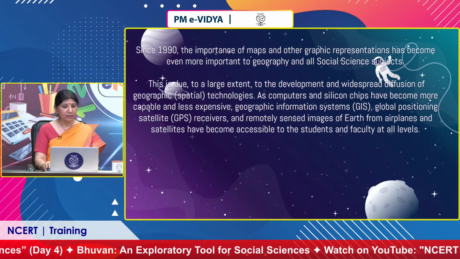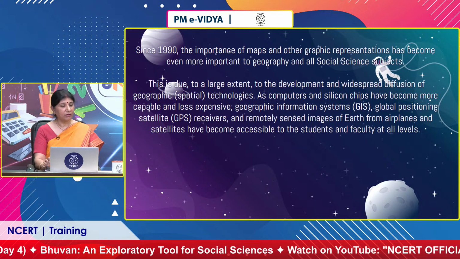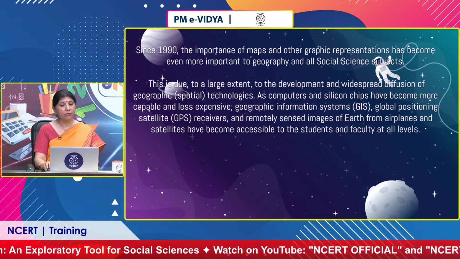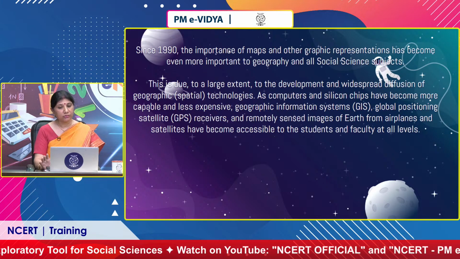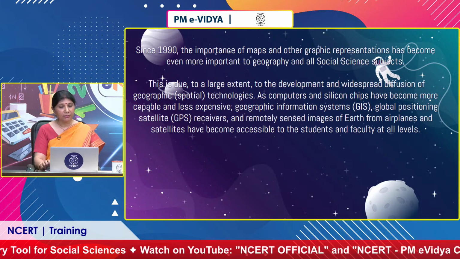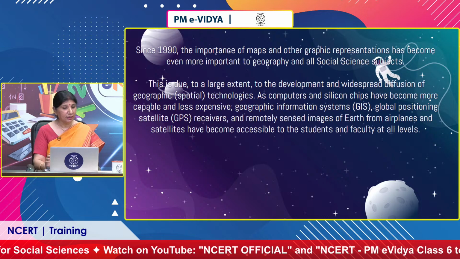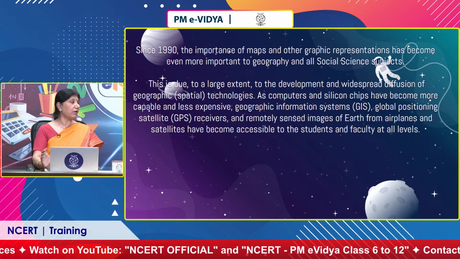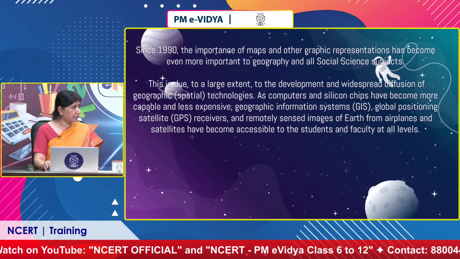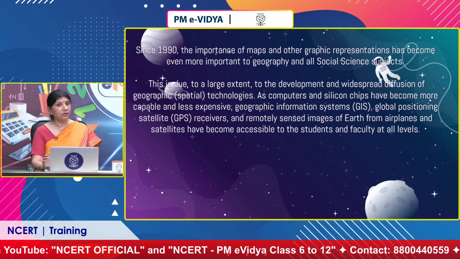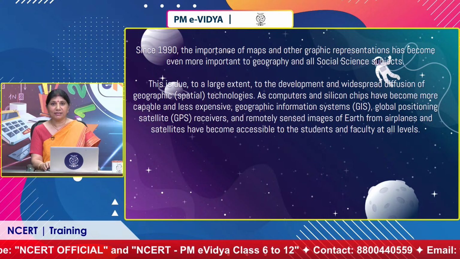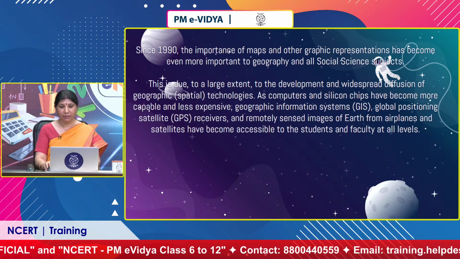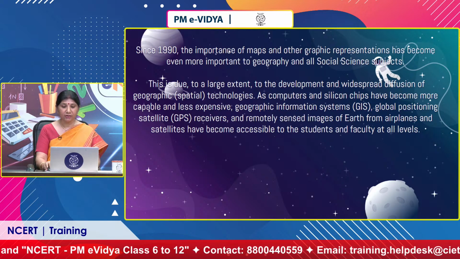Since 1990, the importance of maps and other graphic representation, with the advent of technology and computers, has become more important to geography and all social science subjects, mainly because of GIS and all the spatial technologies. Now GIS is the geographic information system, because whenever we talk about Bhuvan, GIS is an integral part of social sciences and geography.